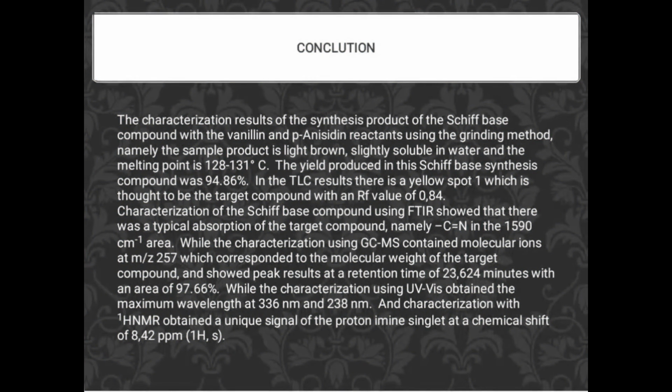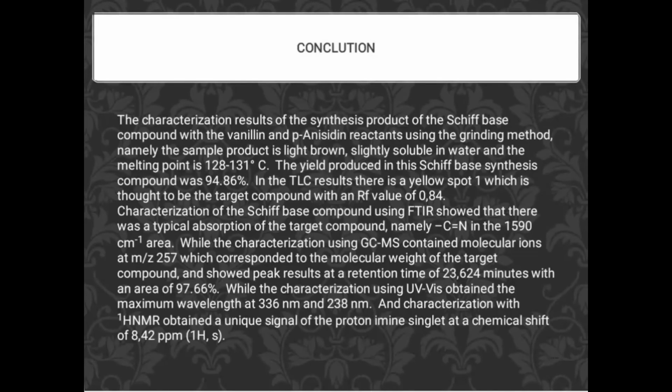Conclusion: the characterization result of the synthesis product of the Schiff base compound with the vanillin and p-Anisidine reactants using the grinding method. Namely, the sample is light brown, slightly soluble in water, and the melting point is 128 to 131 degrees Celsius. The yield of the product in the Schiff base synthesis was 94.86%. In the TLC result, there is yellow spot 1, which is thought to be the target compound with an RF value of 0.84. Solubility with water gives a yellowish solution by forming a precipitate. When dropped with sodium hydroxide, the precipitate completely dissolves yellow.